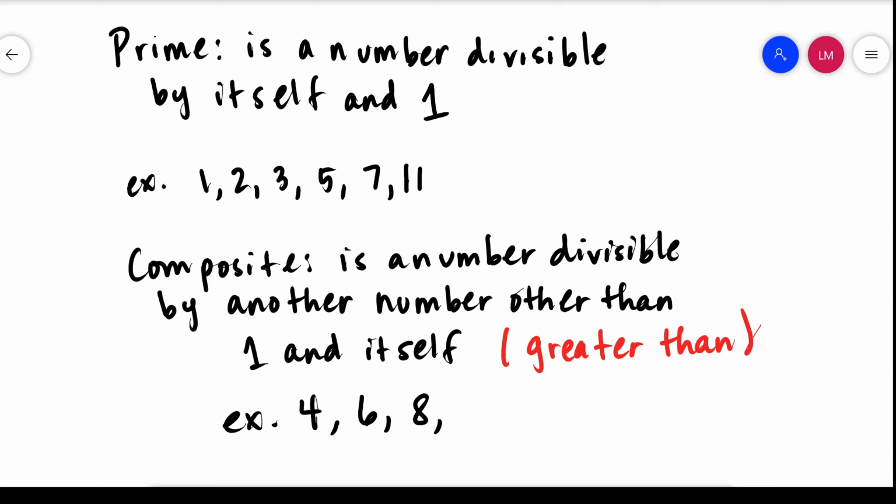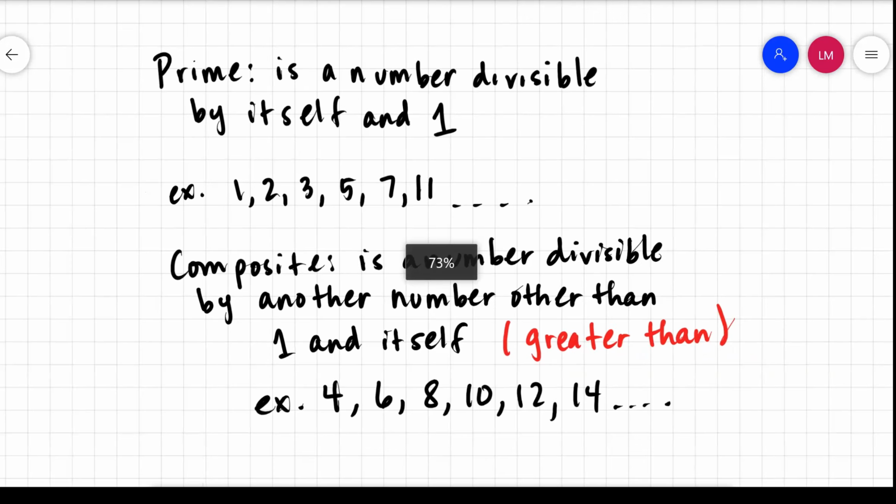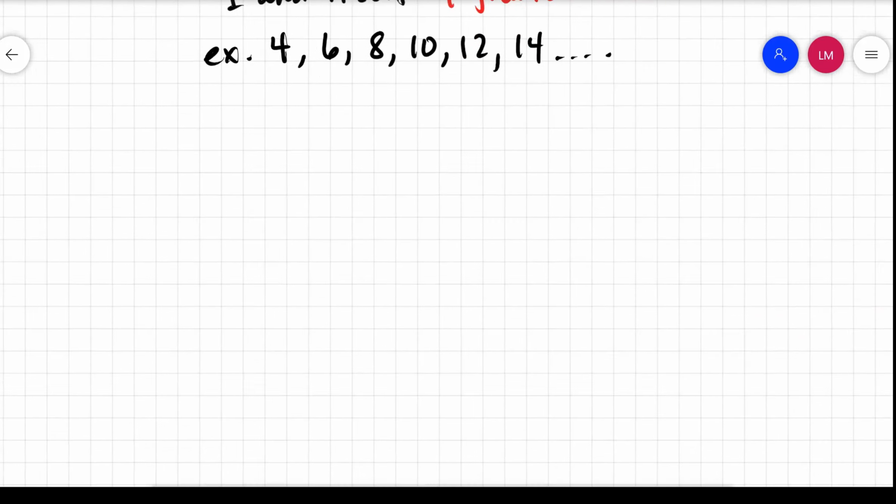And I'm going to list a couple more. 10 is divisible by 1, 2, 5, and 10. 12 is another good example. 14, and we can go on and on. So again, the major concept or objective in this particular video is you have to be able to identify what is a prime and what is a composite. Okay, so let's jump into some examples.